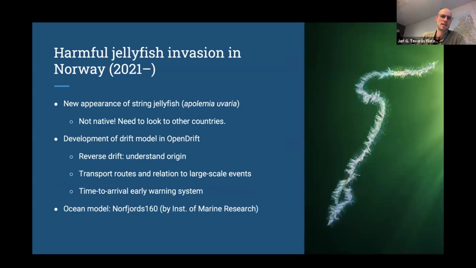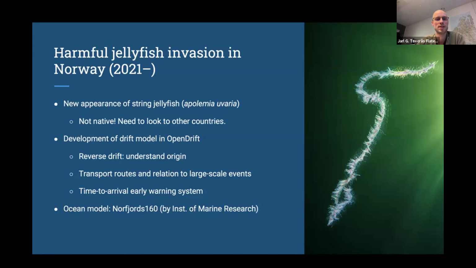First one being this harmful jellyfish invasion in Norway. Since 2021, each fall, there has been an invasion of increasing size of this new string jellyfish, which is a non-native species to the Norwegian coast. Norway has not previously had big problems with harmful jellyfish, but of course other countries have. So here we need to look to other countries to learn how to deal with these.